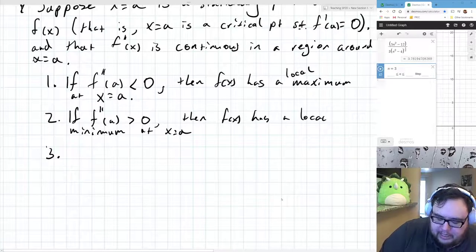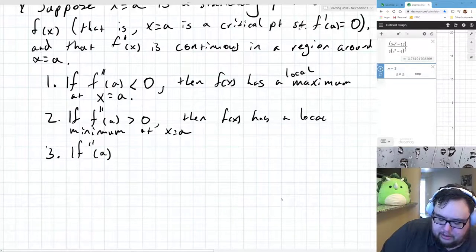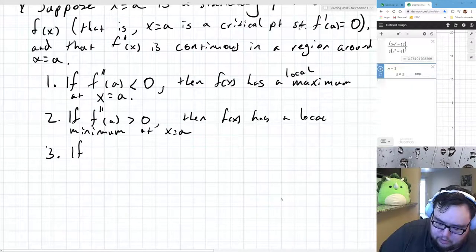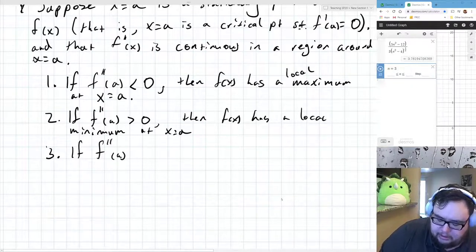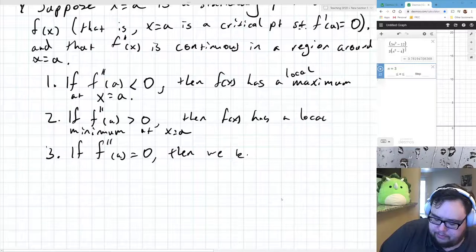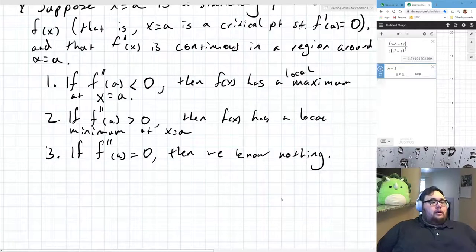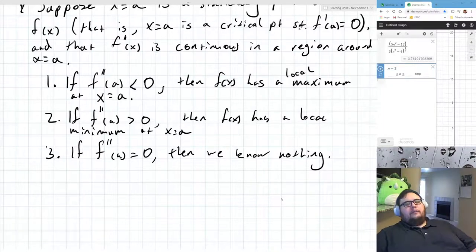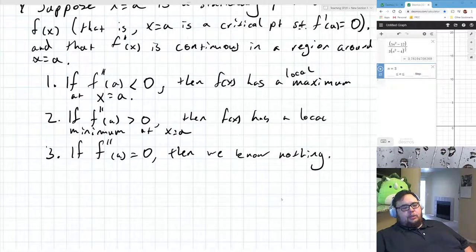Thirdly is the unfortunate part. If f double prime of a, the second derivative at a, is equal to 0, then we know nothing. It is true that if f of x doesn't have a maximum or a minimum at this critical point, then the second derivative will be 0. But it is also possible for a function to have a minimum at a point and have the second derivative be equal to 0 there.